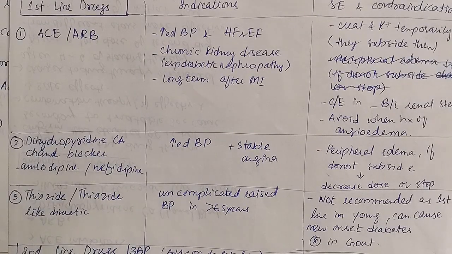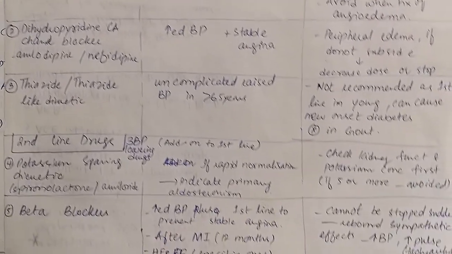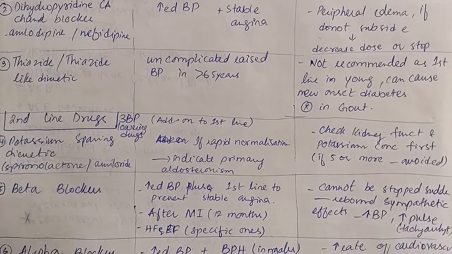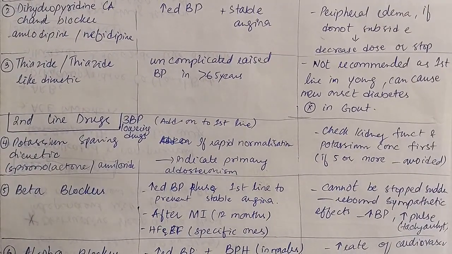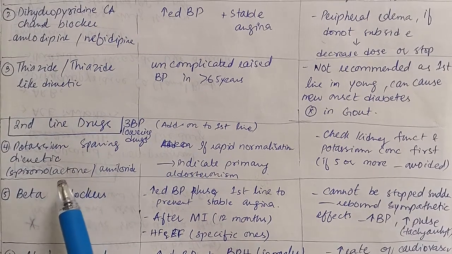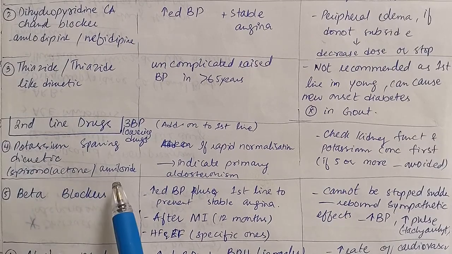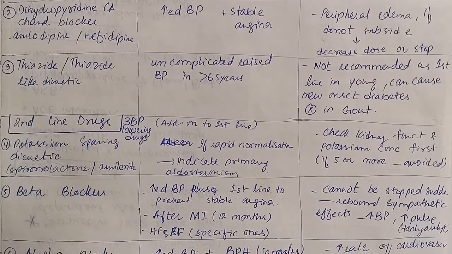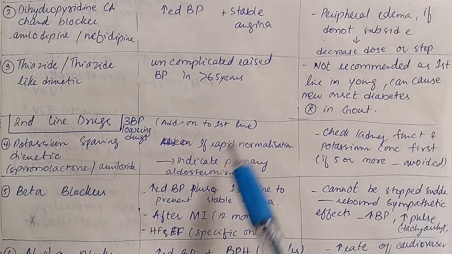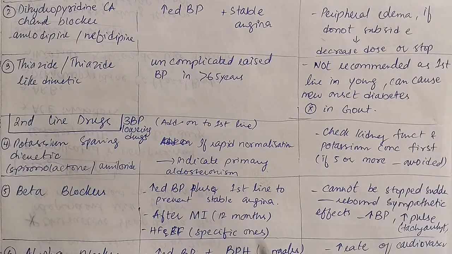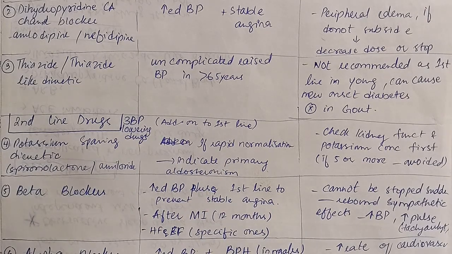Then we have the second line drugs. When we have to add a third BP lowering drug, we are going to add it from the second line drugs. In second line drugs, we have potassium sparing diuretics, that are spironolactone and amiloride, and these can be added on the first line drugs. And if after taking the potassium sparing diuretic, the BP normalizes rapidly, it indicates primary aldosteronism.